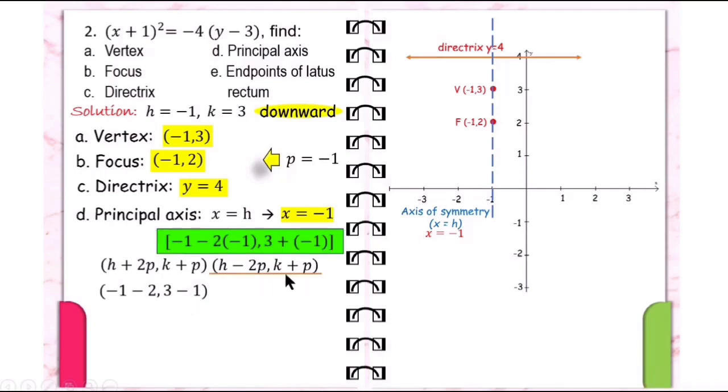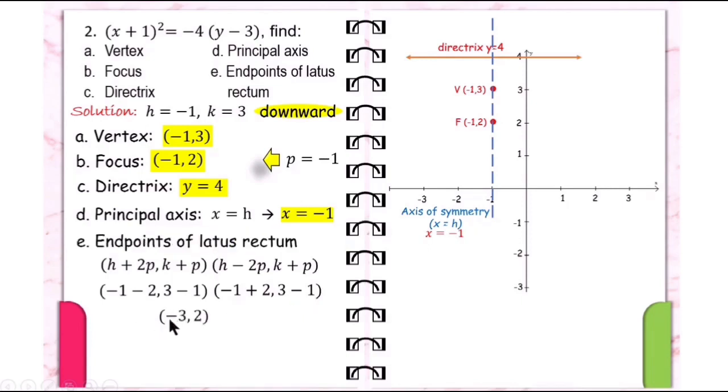Then, we have here (negative 1 minus 2 times negative 1, then 3 plus negative 1). Negative 2 times negative 1 is positive 2, and positive times negative 1 is negative 1. Negative 1 minus 2 is negative 3, then 3 minus 1 is 2. And negative 1 plus 2 is 1, then 3 minus 1 is 2. And these are the endpoints of latus rectum. Plot these points. (Negative 3, 2) is located here, while (1, 2) is located here. Connect these points, and this is now the graph of equation number 2.